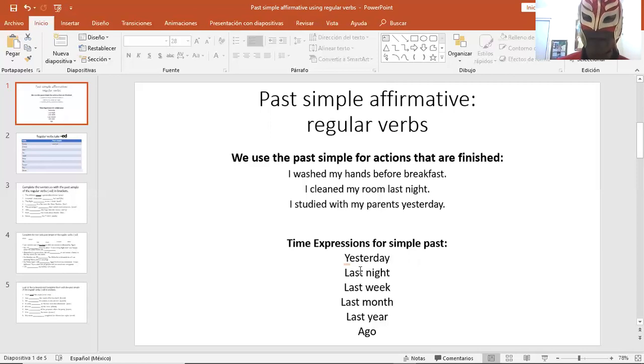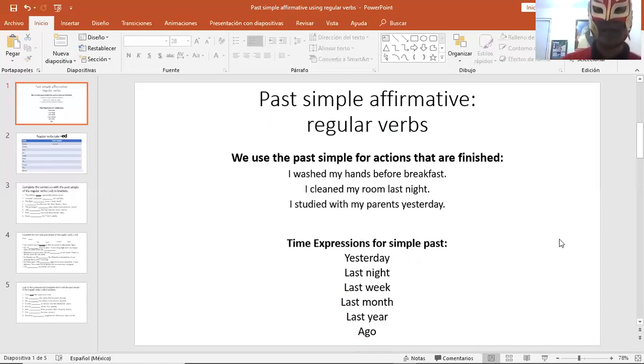Yesterday, ayer. Last night, anoche. Last week, la semana pasada. Last month, el mes pasado. Last year, el año pasado. Ago, hace. So remember these time expressions, okay?